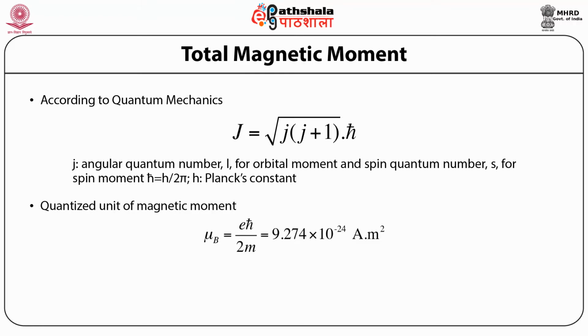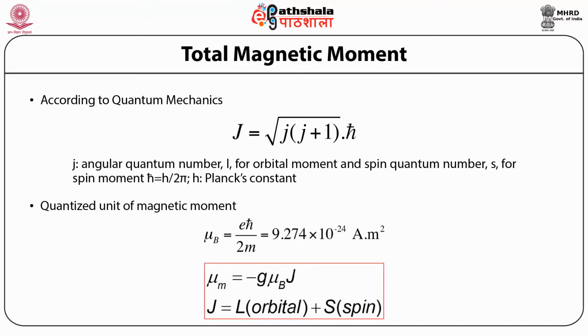The nuclear magnetic moment is only of the order of 10 to the power minus 3 mu b, and hence it is neglected in most cases. So the magnetic moment mu m in terms of the Bohr magneton will be mu m is equal to minus g mu b into J, where J is L plus S.